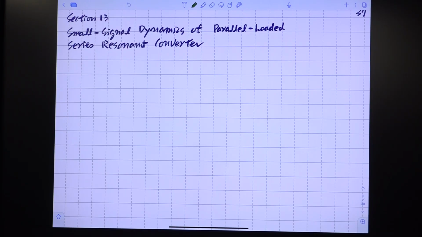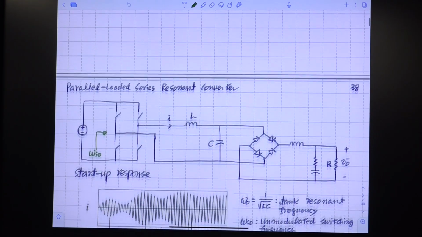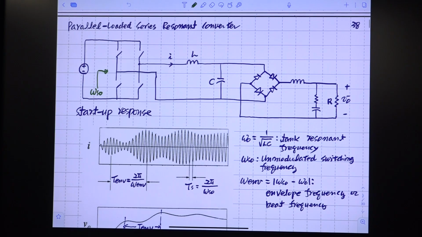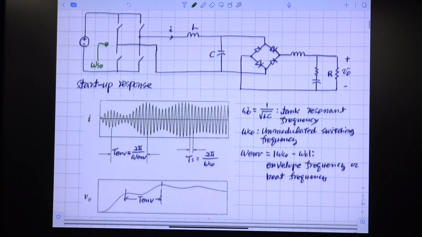The section title is Small Signal Dynamics of Parallel Loaded Series Resonant Converter. So the idea is not that difficult here. This is the circuit diagram of the parallel loaded series resonant converter, and this is the startup response waveforms. This one is the tank current waveform, and the lower one is the output voltage waveform.